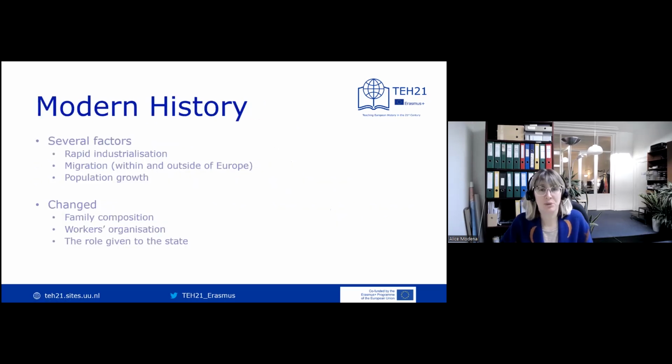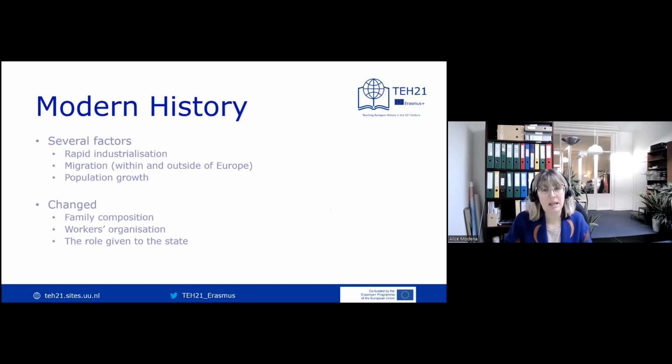Throughout the 19th century in Europe, we saw a series of sharp and quick changes in society. Industrialization developed more rapidly than before. Migration, both within Europe and overseas, picked up pace. Population growth saw new, unprecedented rates. This had, of course, an impact on the composition of families, which lowered in size and found themselves more spread across Europe, as well as on the way workers organized in local and transnational groups.